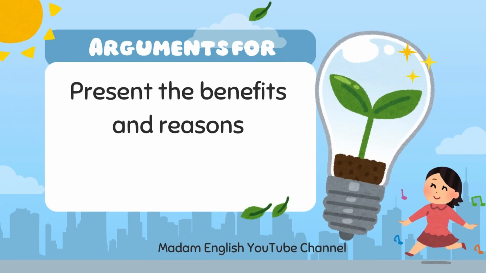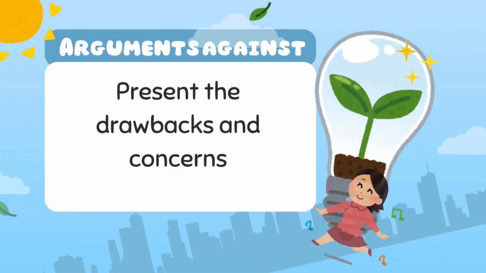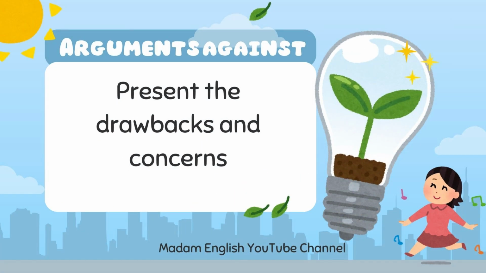Step 2. Presenting the arguments. You'll need to write separate paragraphs for each side of the argument. Start with the pros, or the arguments in favor of your topic. The pros, or arguments for, present the benefits and reasons. Next, you'll write about the cons, or the arguments against your topic. The cons, or arguments against, present the drawbacks and concerns.